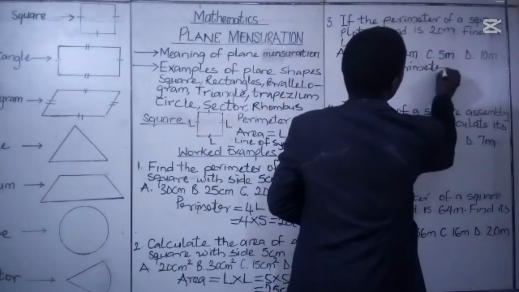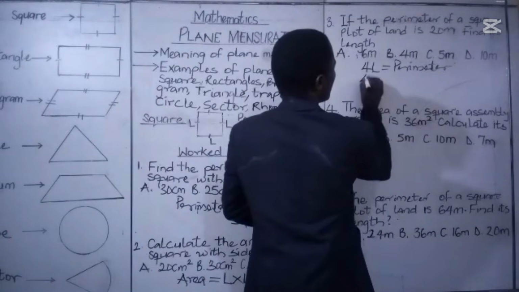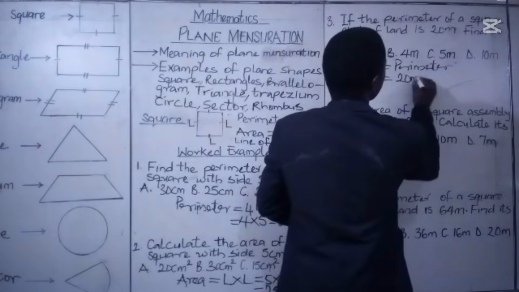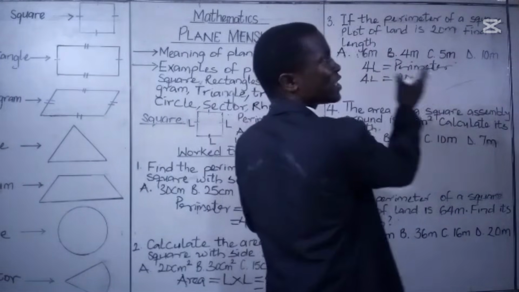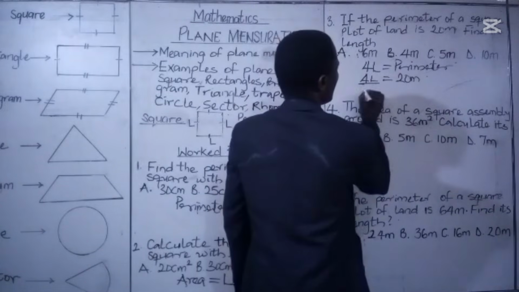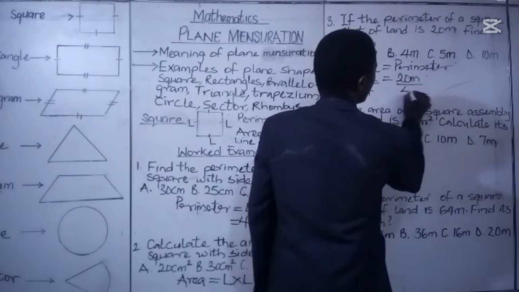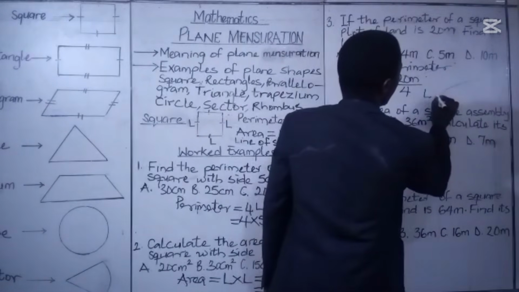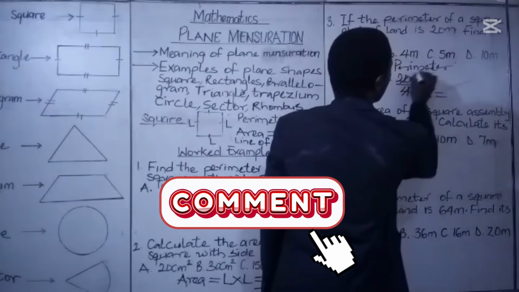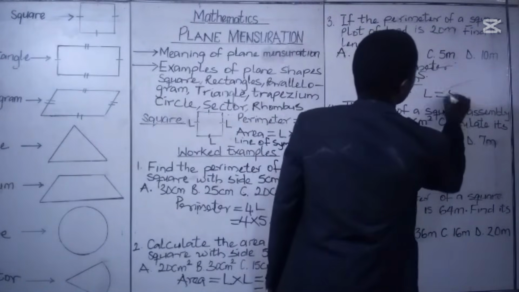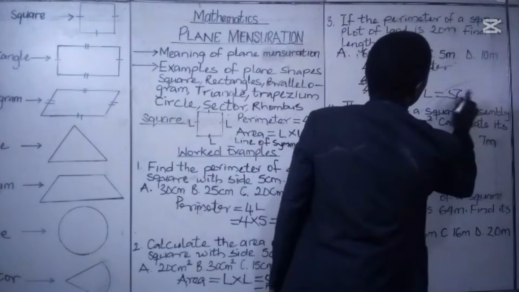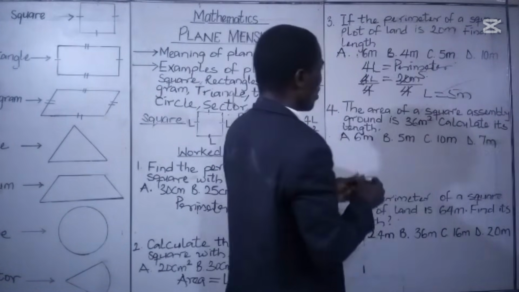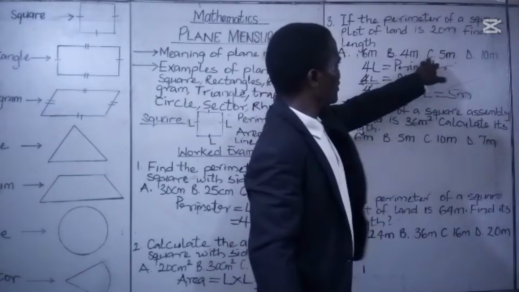4L is equal to perimeter. That is to say, 4L is going to be equal to 20 meters. Here we are going to divide both sides by 4. That means we have 4 here. We divide both sides by 4. This one cancels this. We now have L, which is the length, equal to 5 meters. So the correct option here is option C.